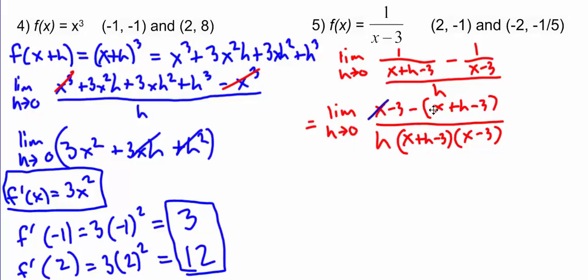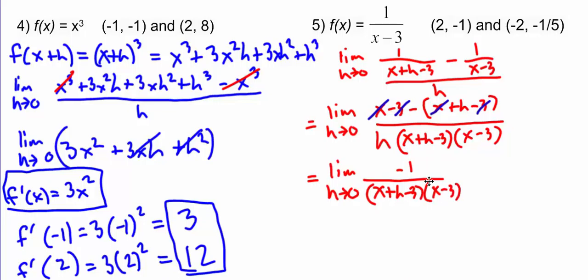All right, our x's, goodbye, 3's, -3 minus -3, that's the same as plus, right? See you later. And once again, we are left with just simply the terms that have an h, and in this case that's only one of them. It's a negative h divided by h, so we have the limit as h approaches 0 of -1 over x plus h minus 3 times x minus 3, and we're ready to apply that limit.